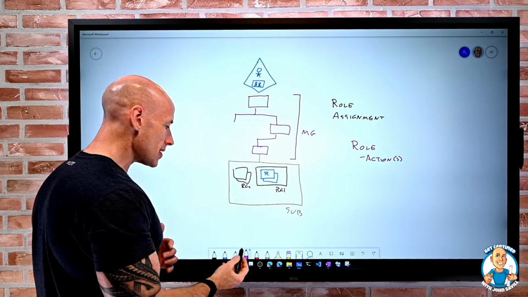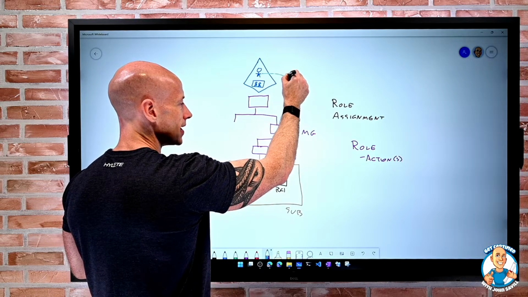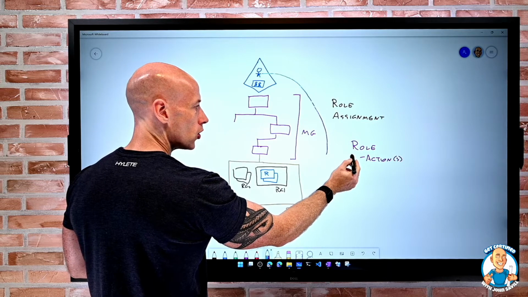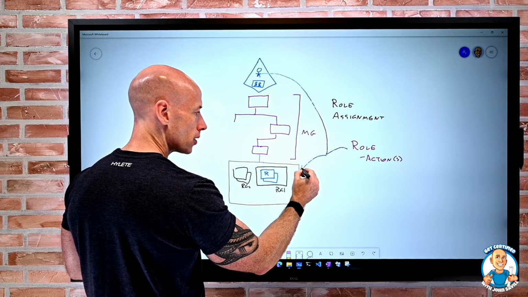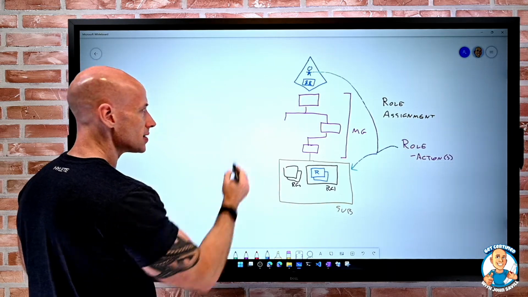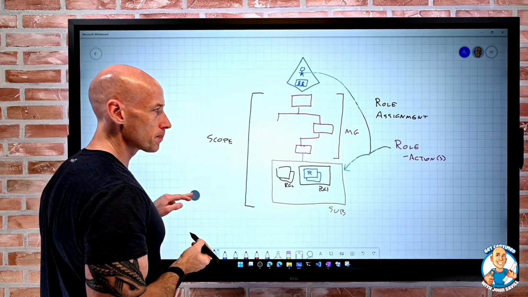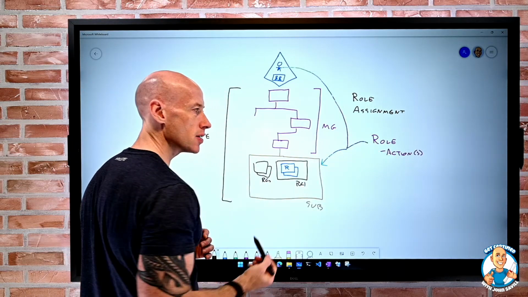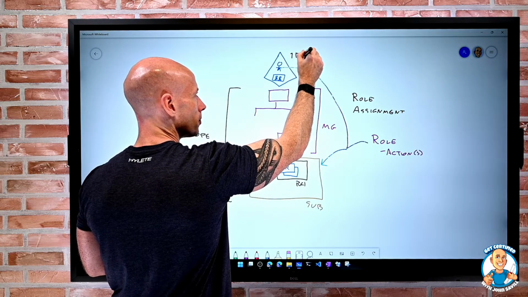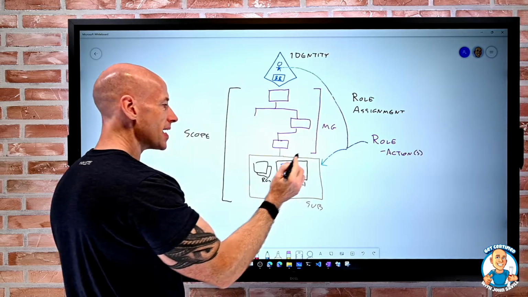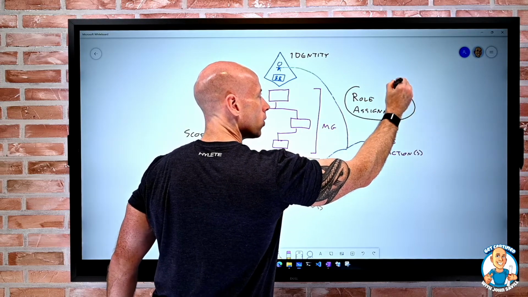A role assignment is the idea, and let's change color. A role assignment is for a certain identity, I'm having a certain role being assigned at a certain scope. So all of these are the possible scopes to which a role can be assigned. I'm taking a specific role, a set of actions, and I'm giving it to a certain identity at a certain scope. Those three things together are a role assignment.